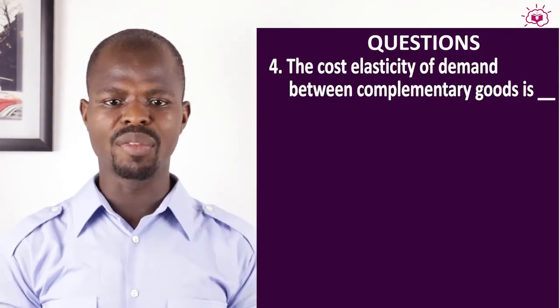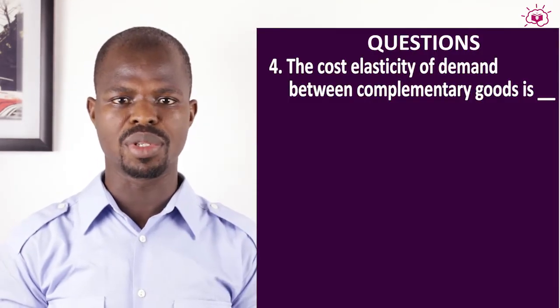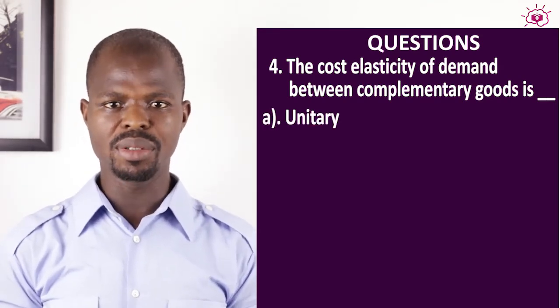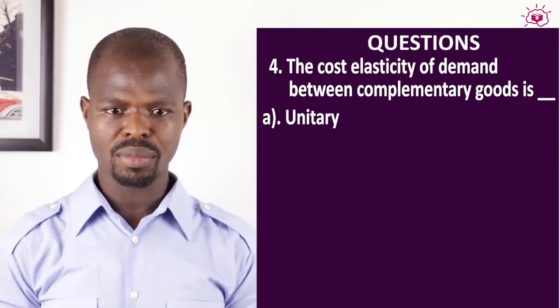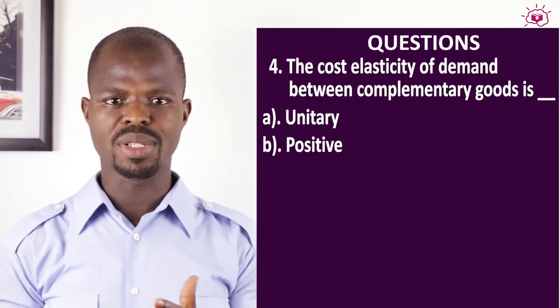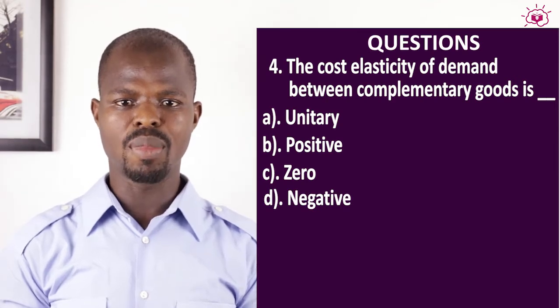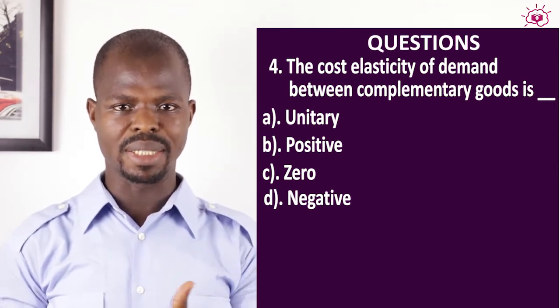The cross elasticity of demand between complementary goods is dash. Option A, unitary. Option B, positive. Option C, 0. Option D, negative. This question is from UTME 1991.